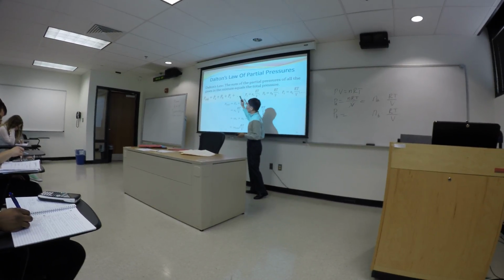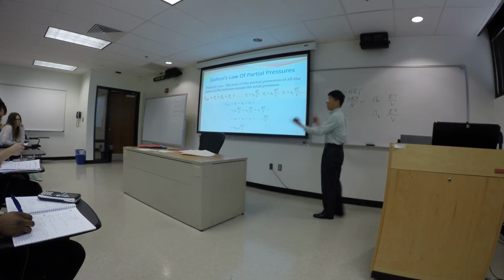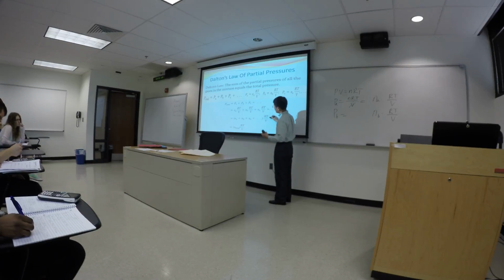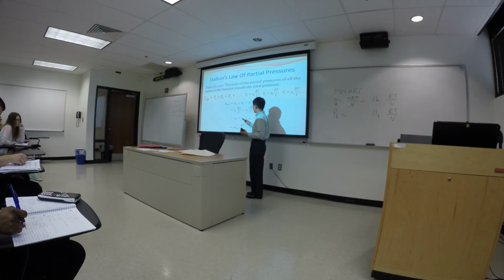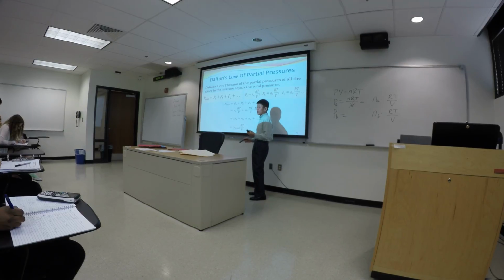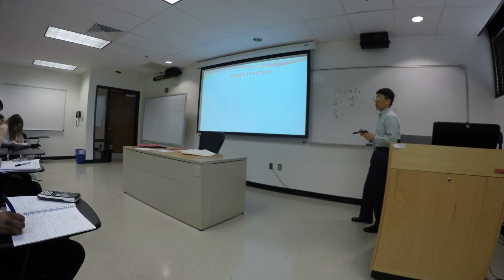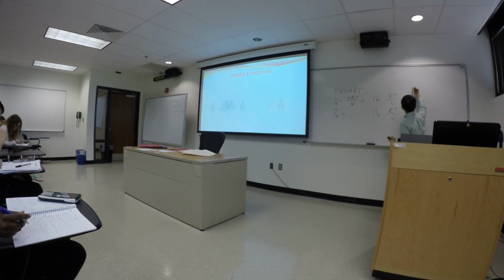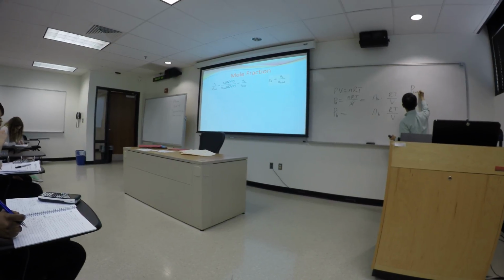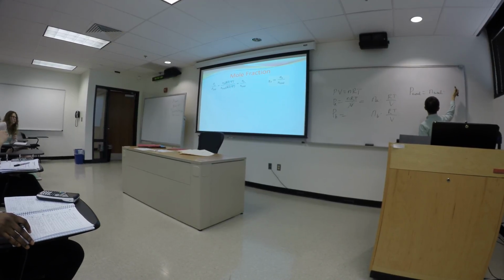If you add PA plus PB plus PC, RT over V is the term in common, so we can take it out of the parentheses here. So nA plus nB plus nC, that's the number of moles of A, B, and C. When you add all the moles together, we call it n total. So here we introduce the concept of mole fraction. So in this case, we have P total equals n total times RT over V.